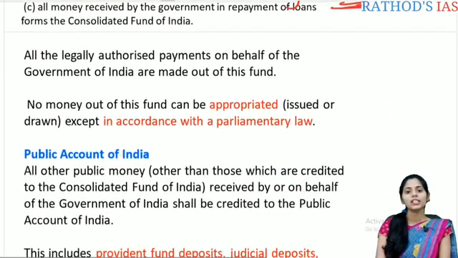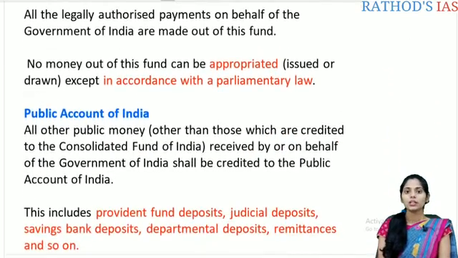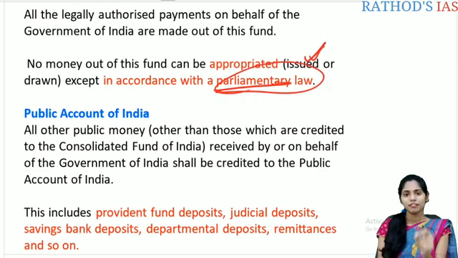All the legally authorized payments, mainly on behalf of the Government of India, are made from this fund. One important thing that you should remember regarding the prelims is that no money from this Consolidated Fund of India can be issued or withdrawn without the appropriation bill, or in accordance with the law made by the Parliament. So we need parliamentary approval to withdraw a single penny from this Consolidated Fund of India. So these are some facts regarding this CFI.